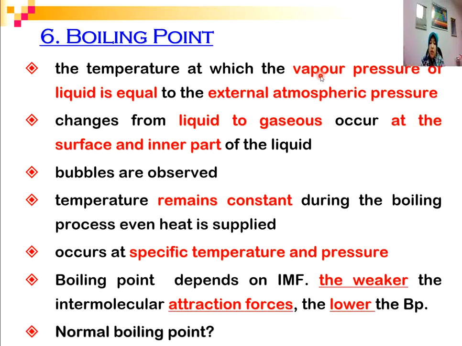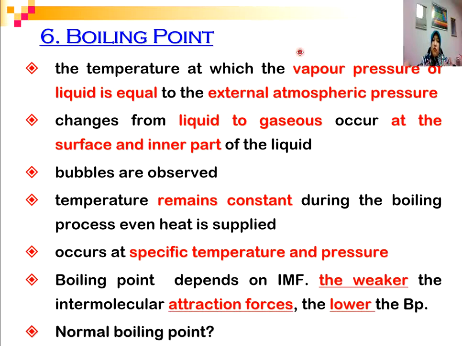Now, what is the normal boiling point? There are two different definitions between the boiling point and the normal boiling point. The normal boiling point is the boiling point of the liquid at the standard pressure. So what is the standard pressure? At normal elevation, it is 1 atm. So when we boil a liquid at 1 atm, when the external pressure is 1 atm, the temperature at that time is what we call the normal boiling point.